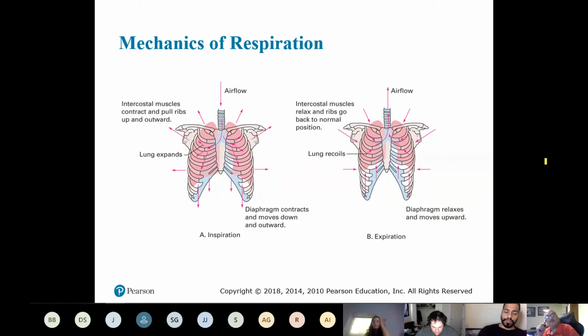Okay? You see how that works? All right. Any questions on the mechanics? So earlier when Seth got hit, did I affect his mechanics of respiration? Yeah, because the muscles were sore and he wasn't able to fully expand his chest.